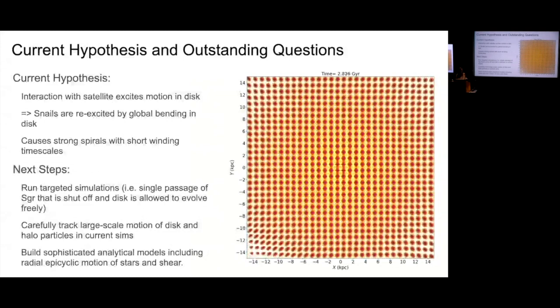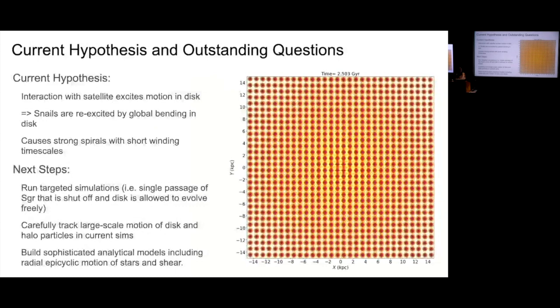Currently, we have some hypotheses about what's happening. All of these require further testing, but fit with what we've seen so far. As Uddipan was talking about, we think that the interaction with the satellite excites global motion in the disk, and you can see this in this picture of all of the particles in the disk for the set of times we were looking at. This motion propagates across the disk, and as this global bending happens, you then form spirals.